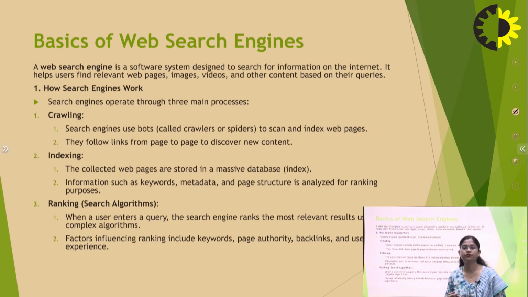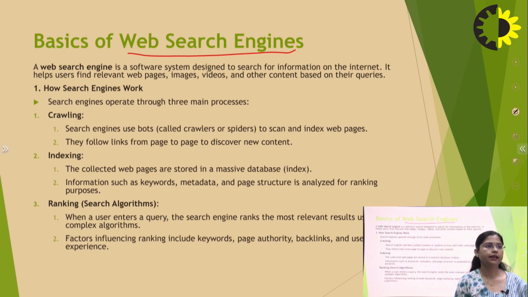So how are these searches optimized, and how quickly do you get that particular data? From billions and trillions of terabytes and petabytes of data, you get the particular topic very precisely. So how are you getting that topic, and how quickly? These concepts are in the web search engines you use. A web search engine is a software system designed to search for information on the internet. It helps users find relevant web pages, images, videos, and other content based on their queries.